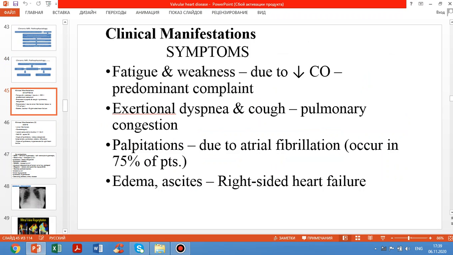Clinical manifestation, symptoms: fatigue and weakness due to decreasing cardiac output, the predominant complaint. Exertional dyspnea and cough, from pulmonary congestion. Palpitation due to atrial fibrillation, which occurs in 75% of patients. Edema and ascites, these are symptoms of right-sided heart failure.